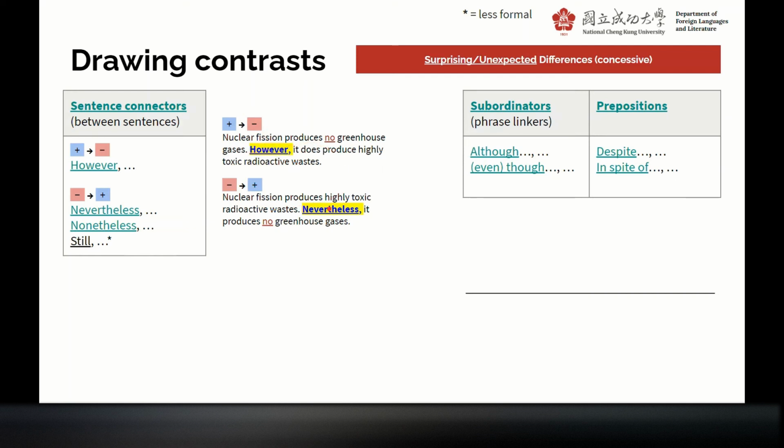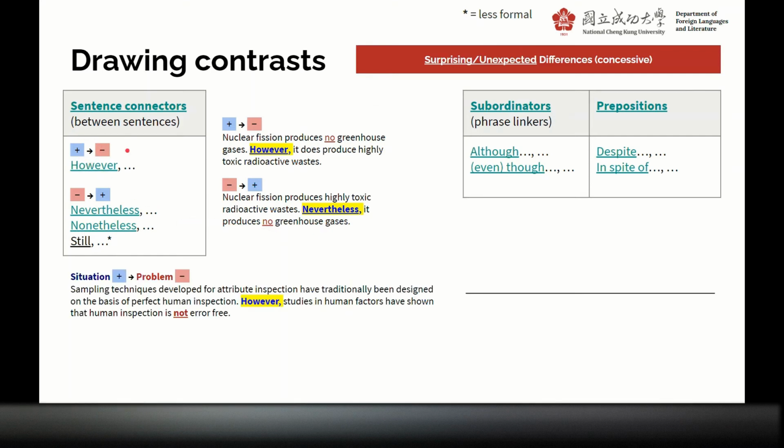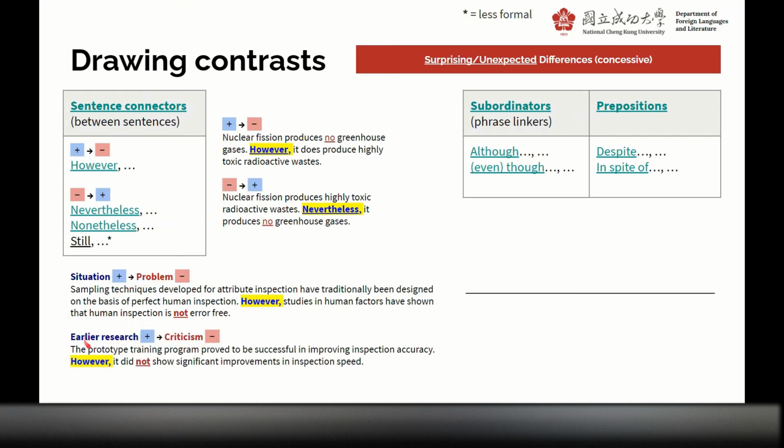Likewise, the way they transition into the positive aspect after just talking about the negative aspect is using nevertheless. Still can also be used. It is less formal. And however has many different functions, as you see. Let's say it's a good situation. We're talking about how something works, like these sampling techniques, and then you talk about a problem with that. Or let's say you're talking about earlier research, but then a criticism that you have about that research. So however is very ubiquitous, meaning you can use it in a lot of different places. But do note it goes from a positive to a negative thing.